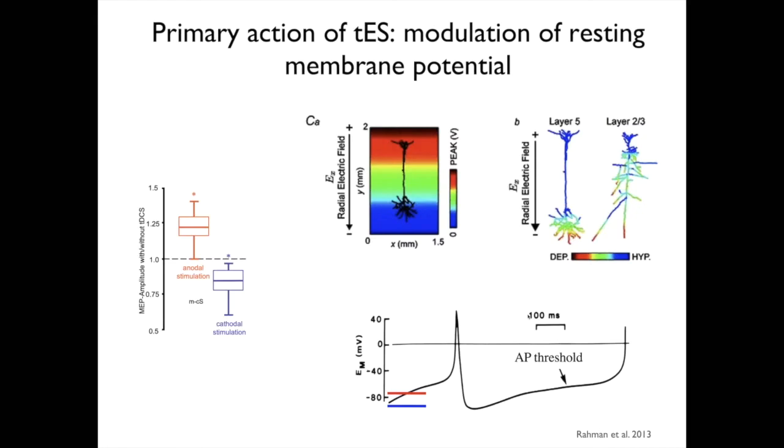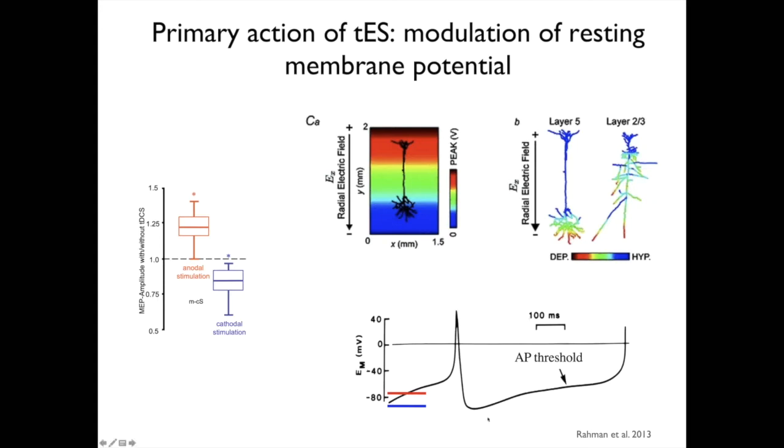What's important to know is that, in contrast to TMS, the primary mechanism of action of tES is that you don't induce action potentials with strong currents, but you have a relatively weak electrical stimulus, which is not able to induce activity, but to modulate resting membrane potentials.